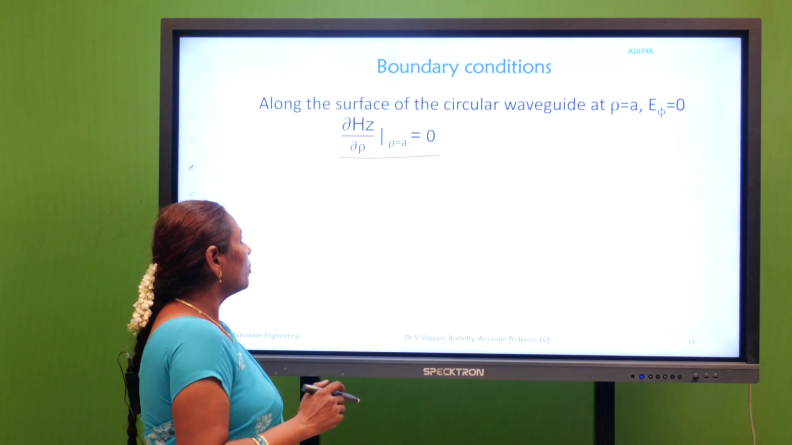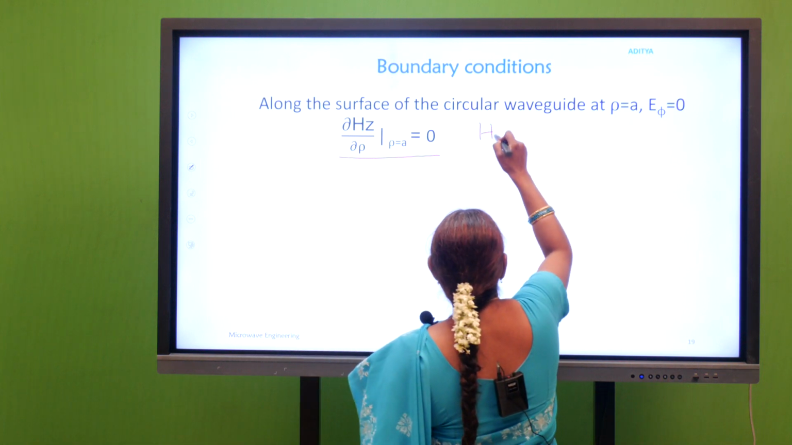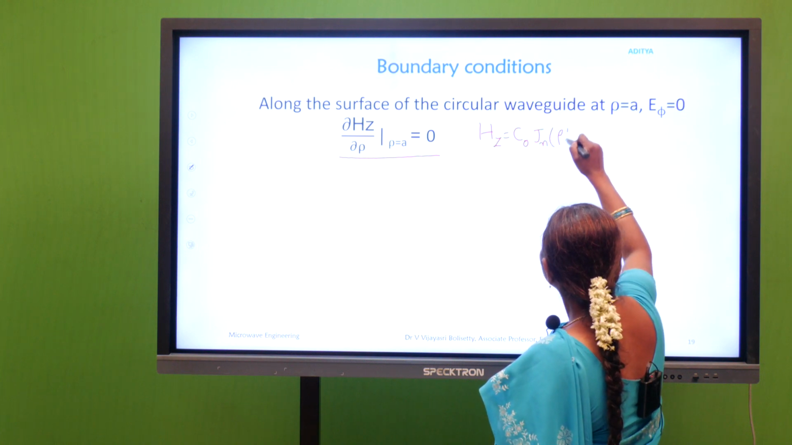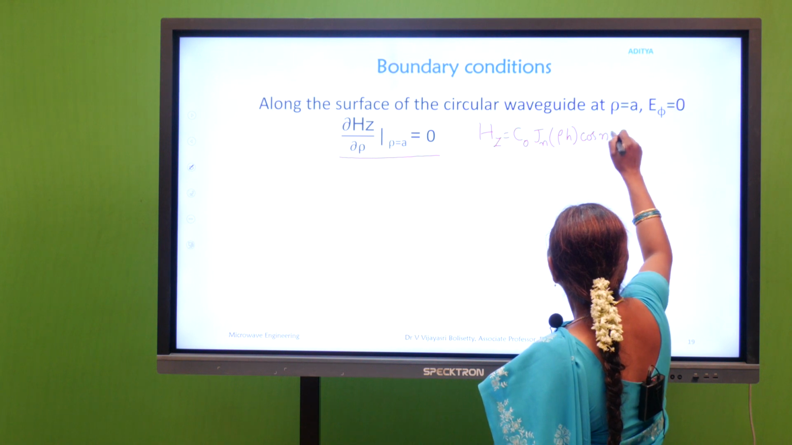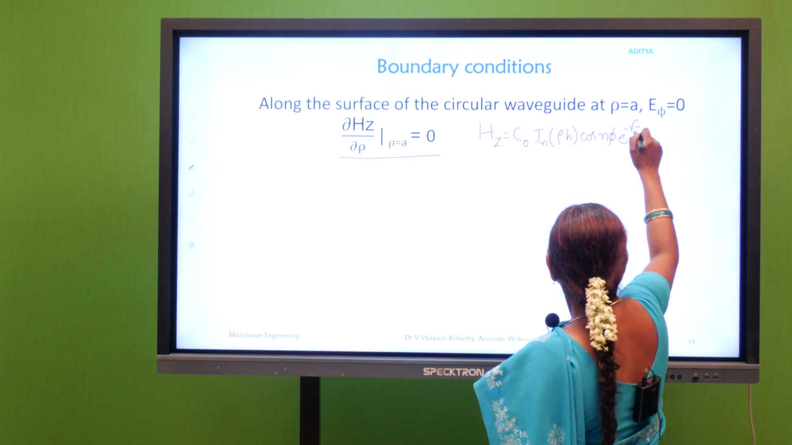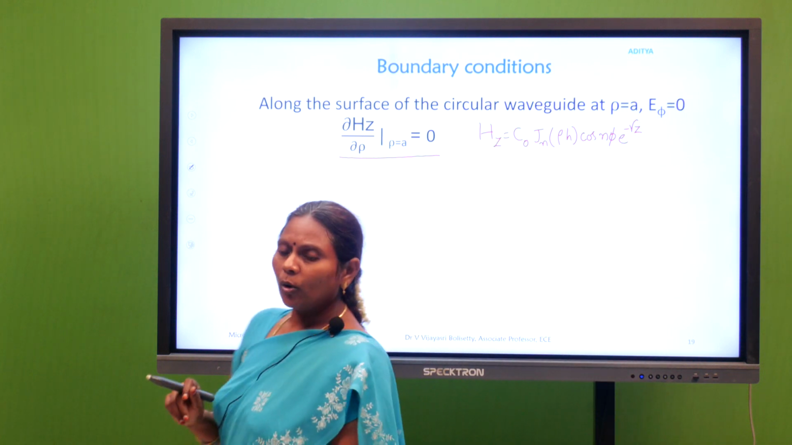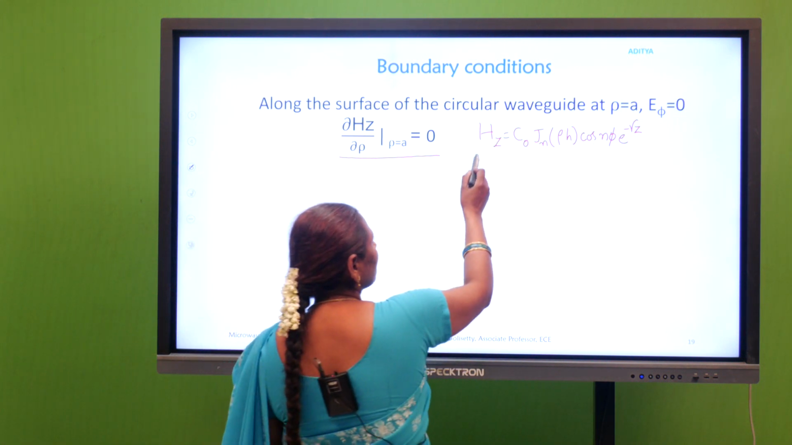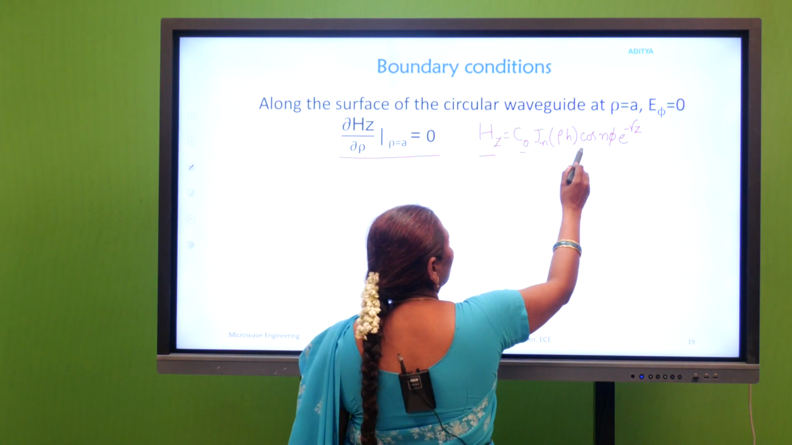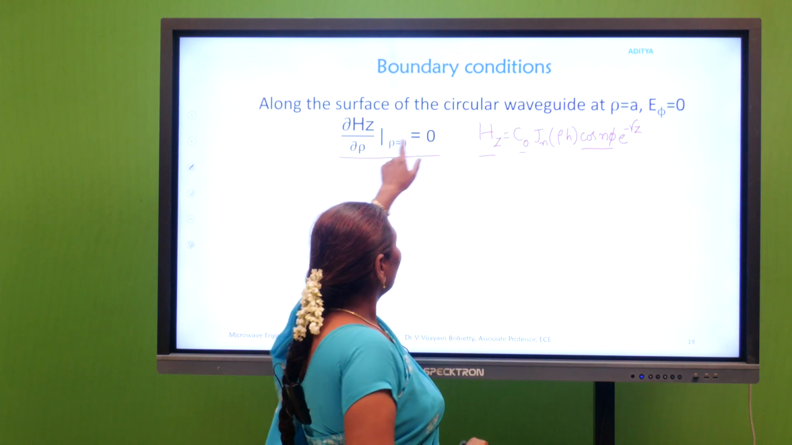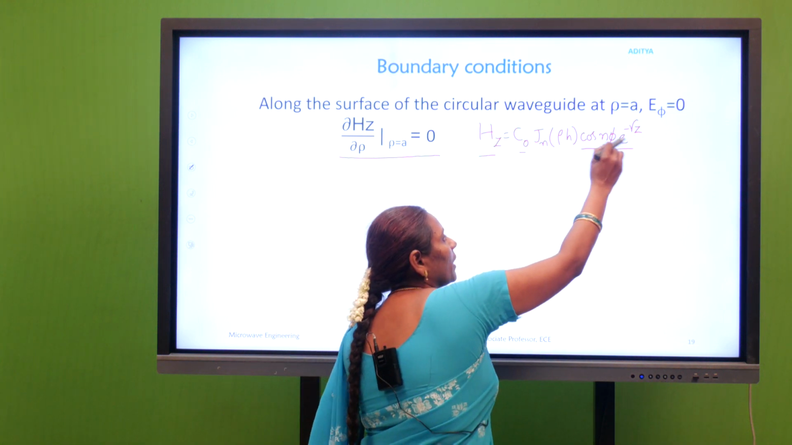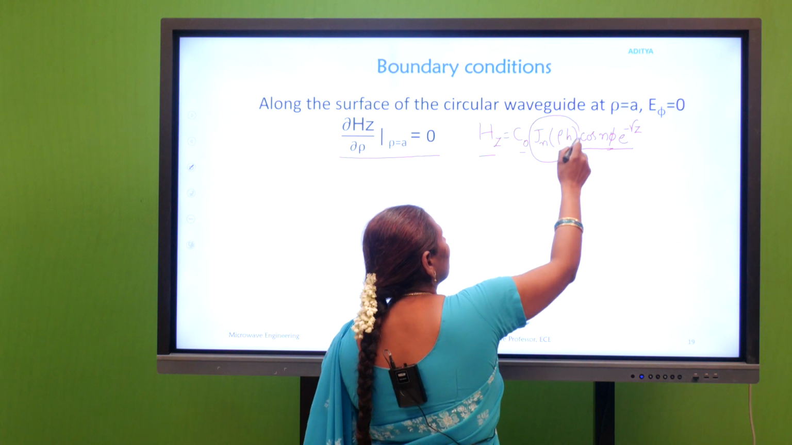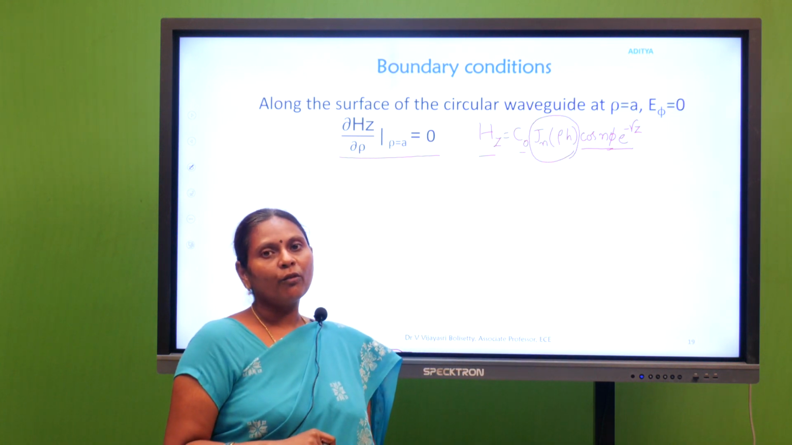So dou Hz by dou rho, where our Hz is equal to C naught Jn of rho h cos n phi e power minus gamma z. So we want dou Hz by dou rho, that means we have to differentiate this Hz with respect to rho. When we differentiate this with respect to rho, here C naught is constant, cos n phi remains constant as we are differentiating with respect to rho, and e power minus gamma z also remains constant. There is only the differentiation for one term, that is the Bessel's function Jn of rho h.